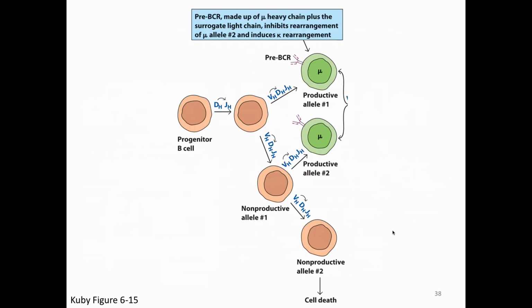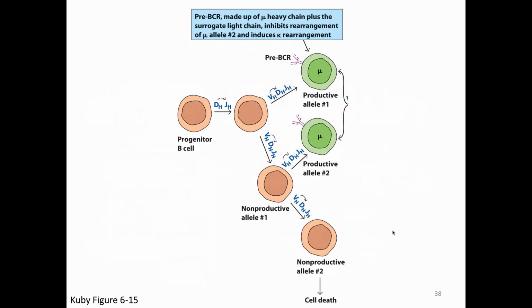You can see this from your textbook here as well. Our B cell is first going to do D to J recombination. It will then try to do V to DJ on the first chromosome. It might do a good job and make a pre-BCR. If it fails, it'll try its second chromosome, might do a good job, make a pre-BCR, might fail, and then die. Yes, Emilio?